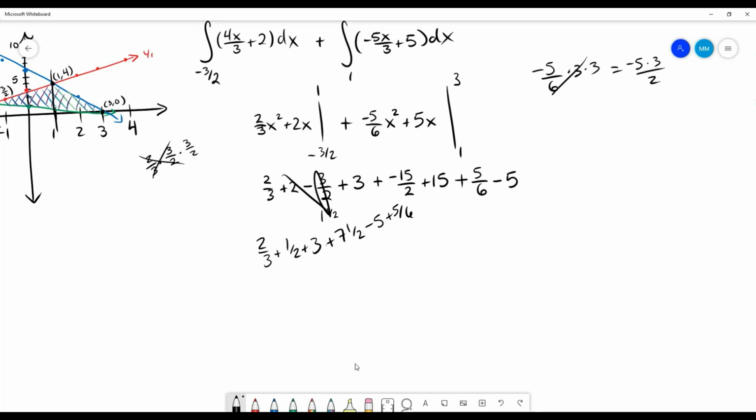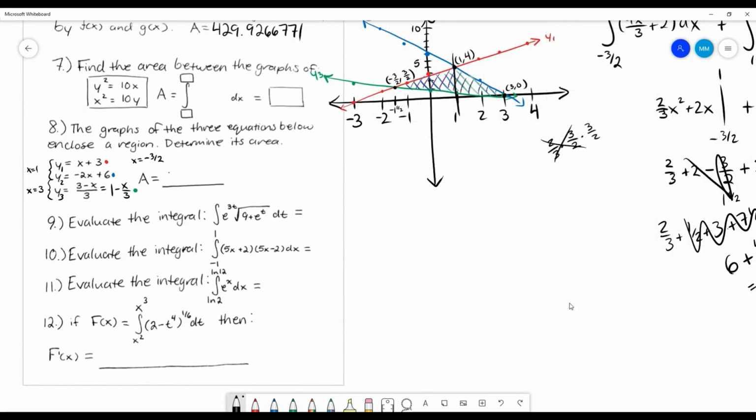Which, if I combine those, that gets me to 8. We'll subtract a 5 and I get 3. Add a 3 and I get 6. So I'm done with all of those now. So now it's 6 plus, I'll call that 4/6 plus 5/6, which is then 6 plus, a lot of 6's. 6 plus 9/6, which is then just 7.5. And that is our area. 7.5 square units.